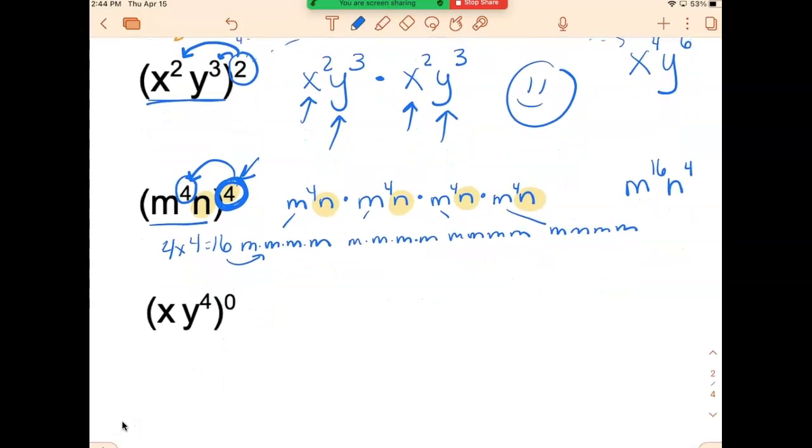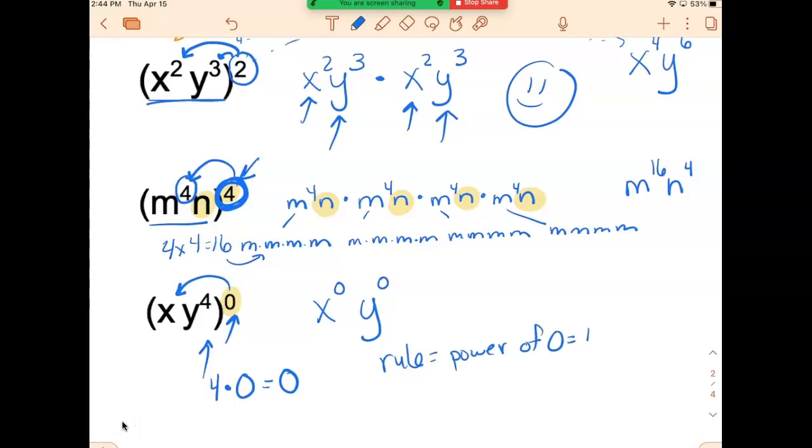Okay, if we look at the last one, I'm going to need you to remember what happens, or the rule, for anything raised to the power of 0. Okay, so basically this is saying, hey, I don't have any of them to write out. So I have to think what this is going to mean. This is going to be x to the 0, y, and then I'm going to need to do this. What's 4 times 0? 4 times 0 is 0. So I'm going to put that here. Well, what is our rule? Anything raised to the power of 0 equals 1. So this becomes 1, and this becomes 1. So it's 1 times 1 is 1.